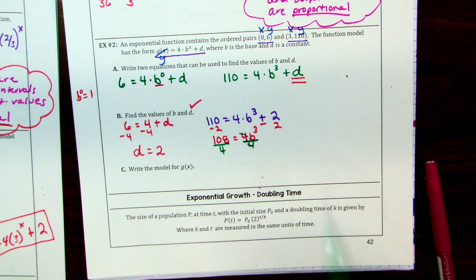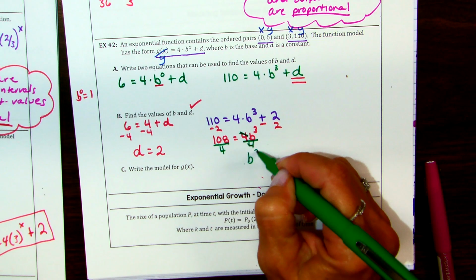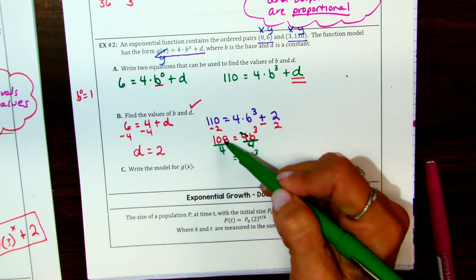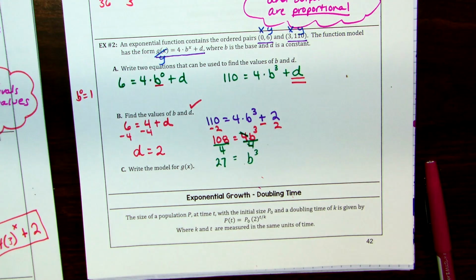So 4 and b next to each other means multiply. The opposite of multiplication is division. So that's what I did, right? I divide both sides by 4. That gets me down to b to the 3rd. I put 108 divided by 4 in my calculator. Trust me, I got 27. Did it in my calculator.